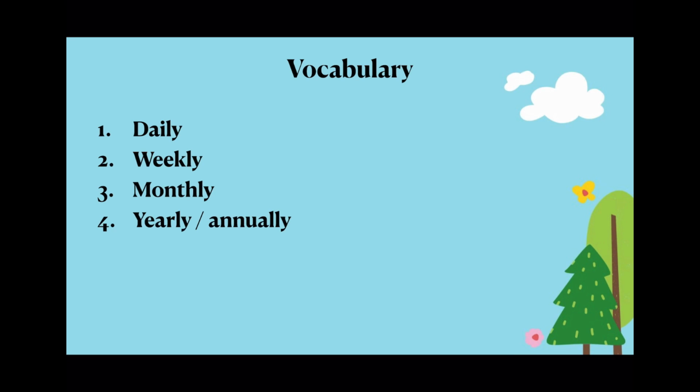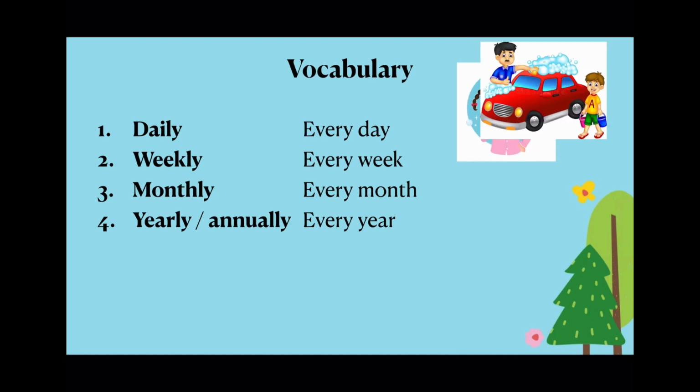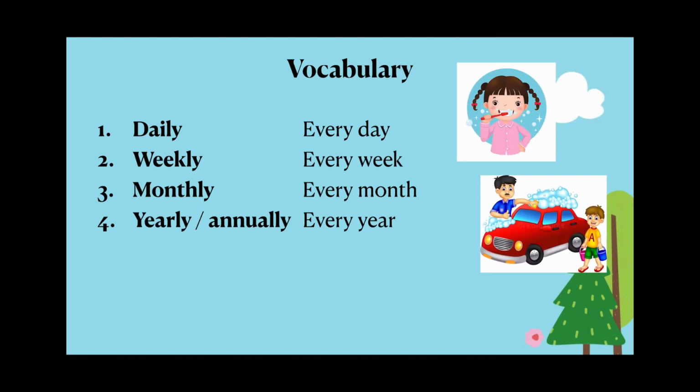What is daily? Daily is what you do every day, or what you have every day. Weekly, every week, monthly, every month, and lastly, yearly or annually is every year. For example, what you do daily, every day. Here is a picture of brushing teeth. So you brush your teeth every day. So you do it daily.